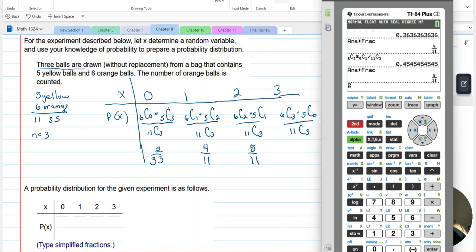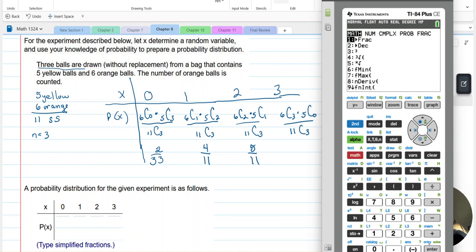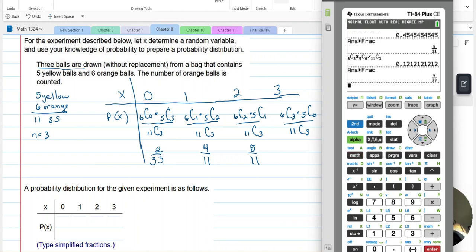Now I'm going to do this second enter. I'm going to change this one. Now I have all 3 of the orange and no yellow. Oh, I meant to put 0. There you are. And I get this number. I do math frac. And I get 4/33.